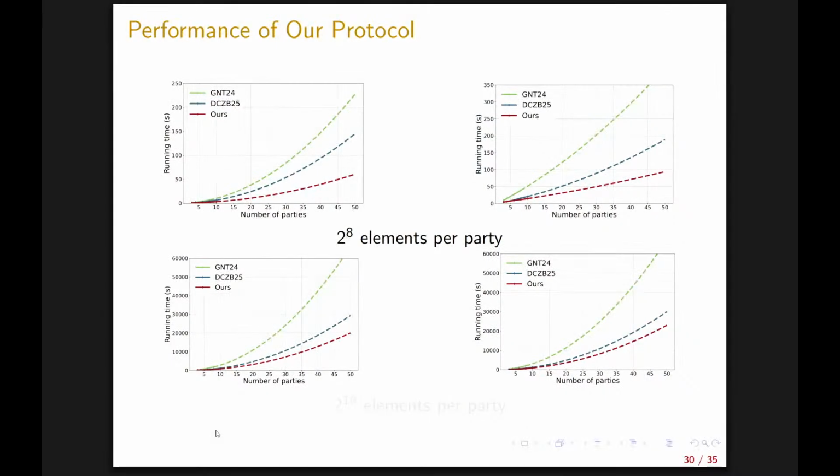Here is the performance of what we have. We have around 2 to 4 times improvement, depending on the number of parties. Working with many parties, then the element count is more. Right now, I think it's only efficient on this number of parties and this number of items.